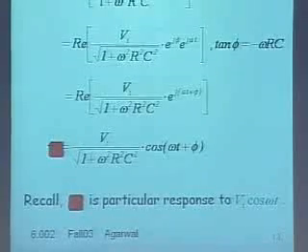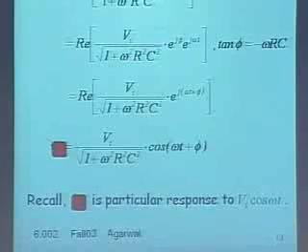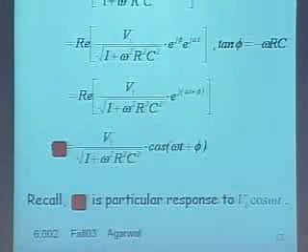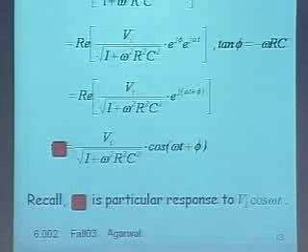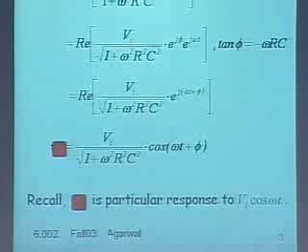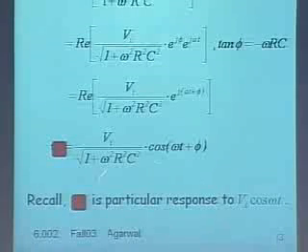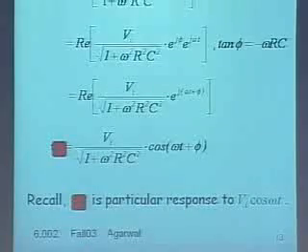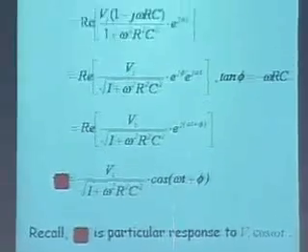So by taking the sneaky path and then taking the real part of that output answer, I was able to very quickly get to where I wanted to be. From here to here, it's only math. And recall that VP, the thing in the red, was what we set out to find, which is a particular response to VI cosine of omega t. And remember that this is all of this stuff.